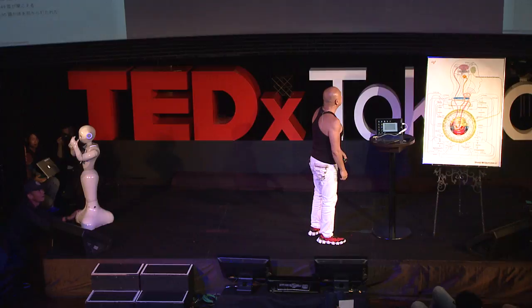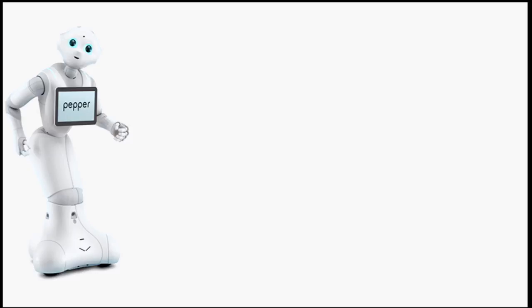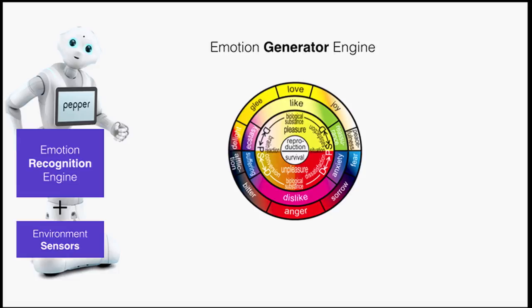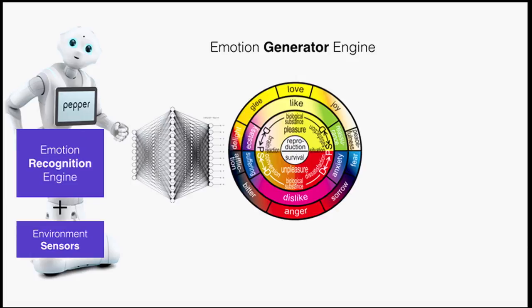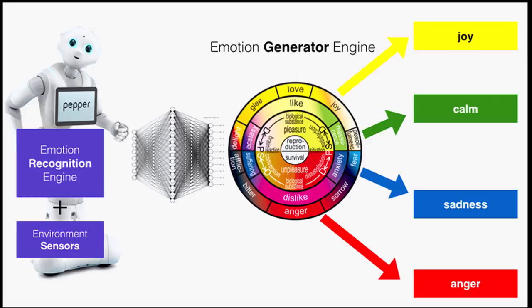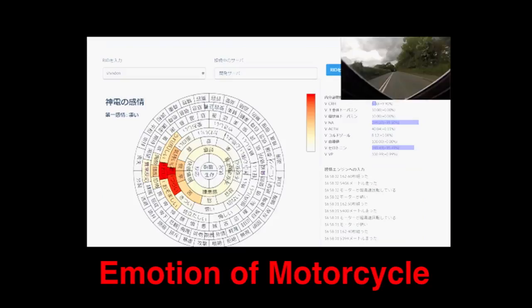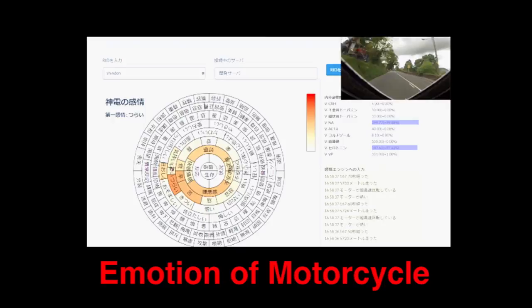Okay. Pepper has emotion recognition engine and sensors. There connected emotion generator engine. Connected generator engine as a neural network. Okay. Relax. Emotion generator engine generated emotions. Coffee maker makes a coffee. Electric motorcycle. This engine here. This is sound. It's endorphin rush.